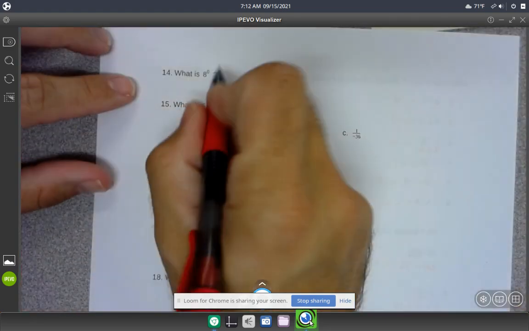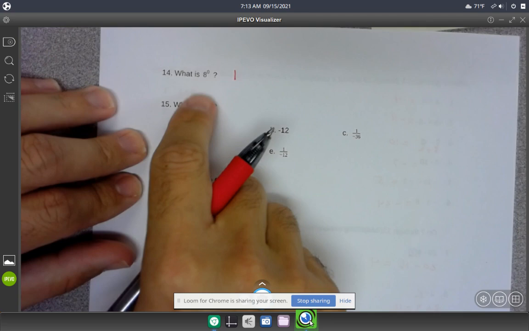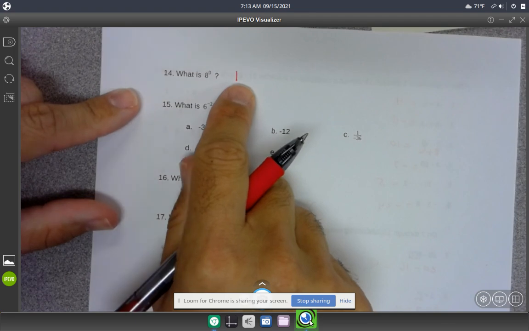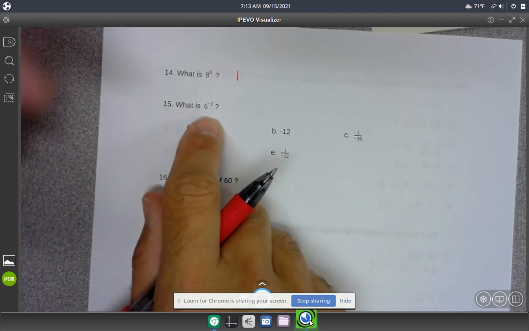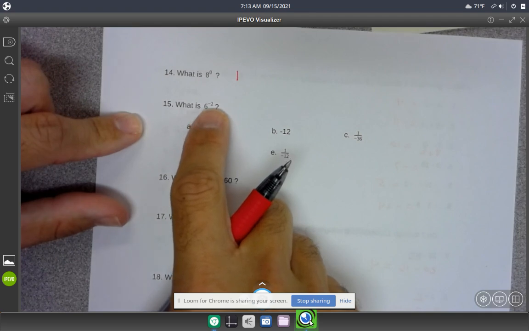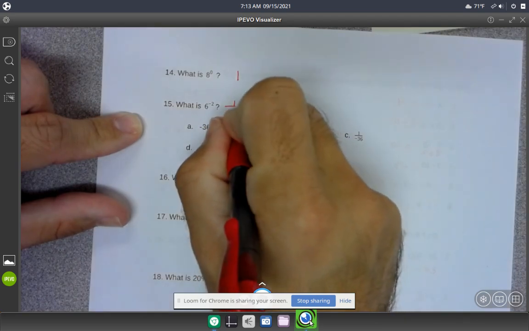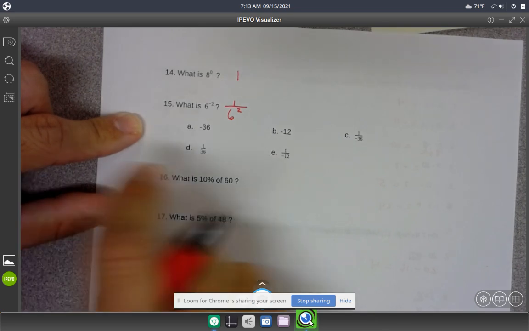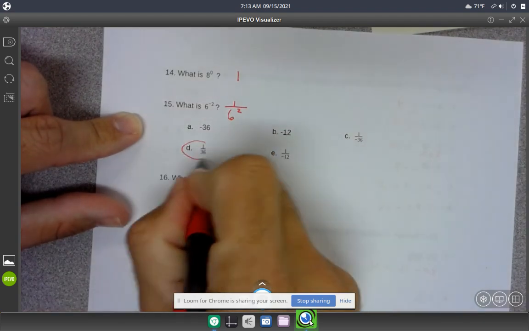Okay, number 14. 8 to the 0 power, that's equal to 1. Anything to the 0 power is equal to 1. But you got to remember to follow PEMDAS. When you have a negative exponent, that's going to flip that whole thing into the denominator. It's going to flip it across the fraction bar, and then the exponent becomes positive. So this is really 1 over 6 squared. And that's equal to 1 over 36.